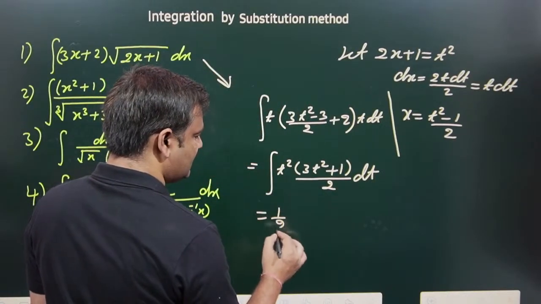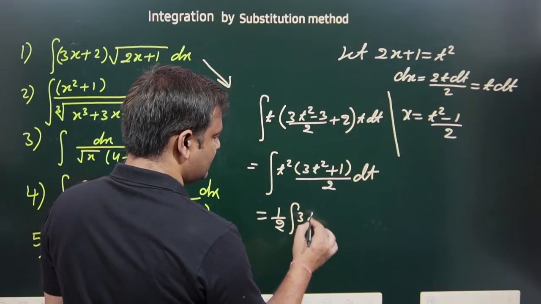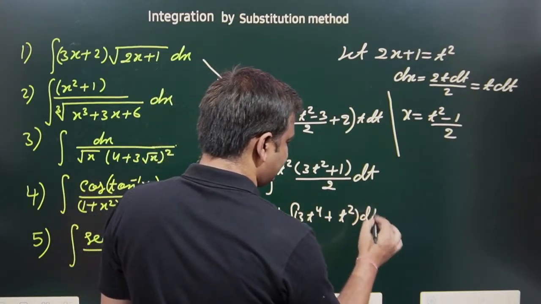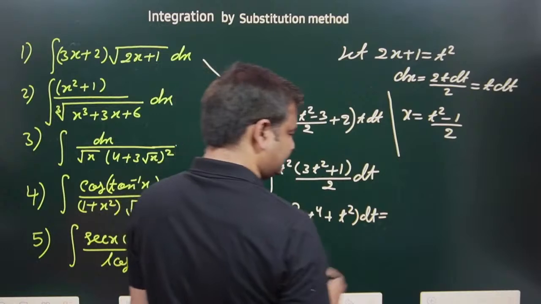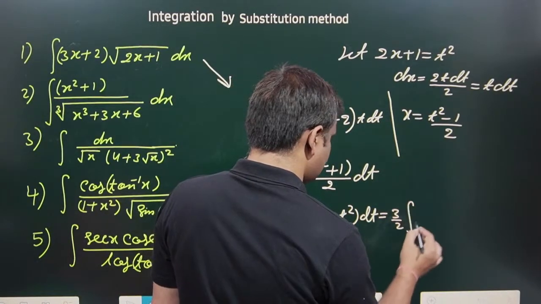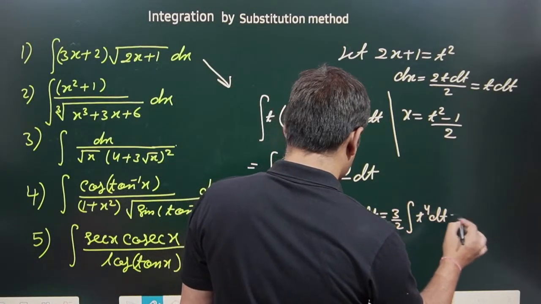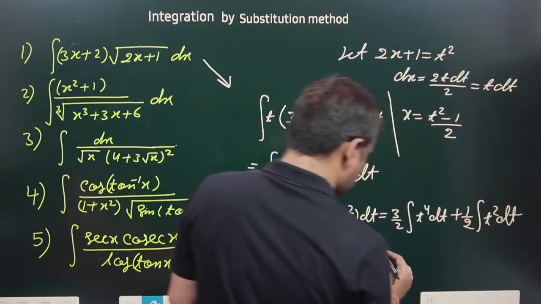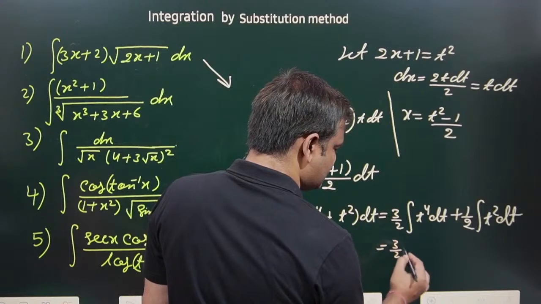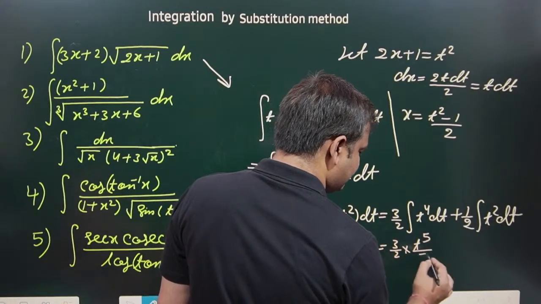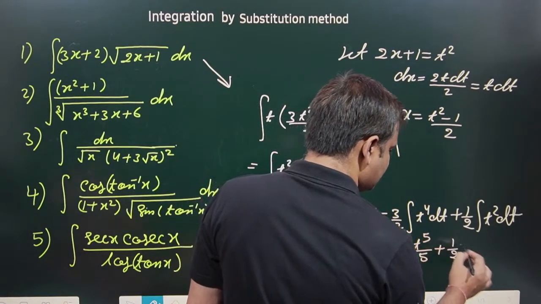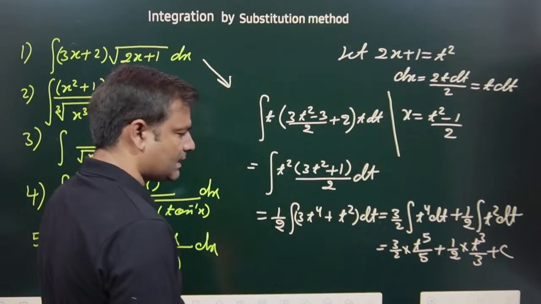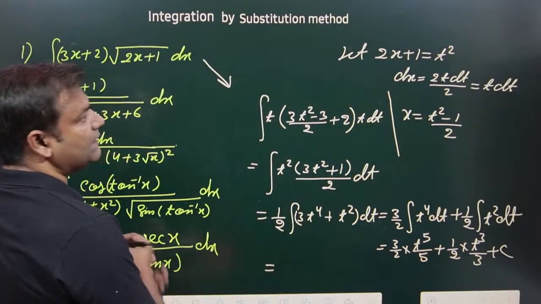So 1 by 2 is common, simply (3 t to power 4 plus t square) into dt. So now 3 by 2 t to power 4 dt plus 1 by 2 t square dt. That is written simply 3 by 2 into t to power 5 divided by 5 plus 1 by 2 into t cube by 3 plus c.